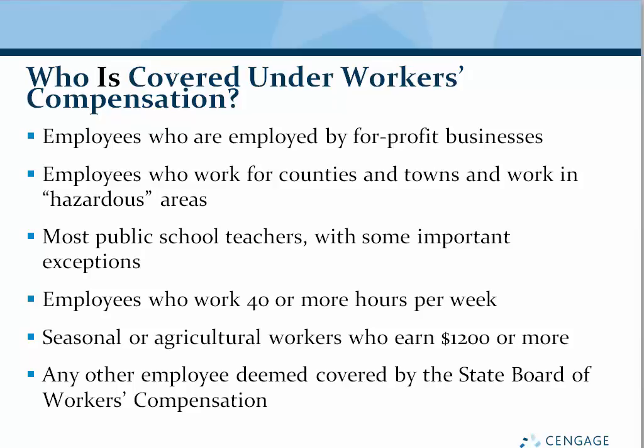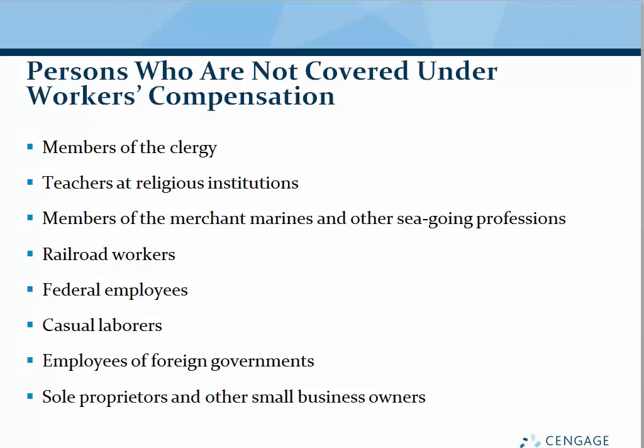So this is an important distinction. Now, traditionally, these types of people are covered. Employees who are employed by a for-profit business, who work for counties and towns, municipalities in hazardous areas, public school teachers, there are some important exceptions there, employees who work 40 or more hours a week, seasonal or agricultural workers who earn $1,200 or more, any other employee deemed covered by the State Board of Workers' Compensation. People who are not traditionally covered under workers' compensation: clergy, priests, teachers at religious institutions, Catholic schools, and so on, members of the merchant marines and other seagoing professions, railroad workers, federal employees, casual laborers, employees of foreign governments, sole proprietors, and other small business owners.